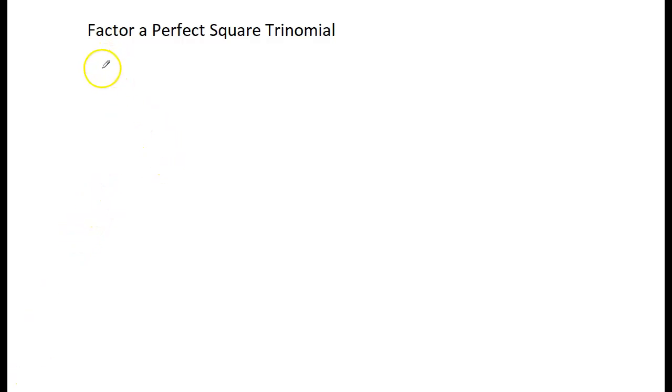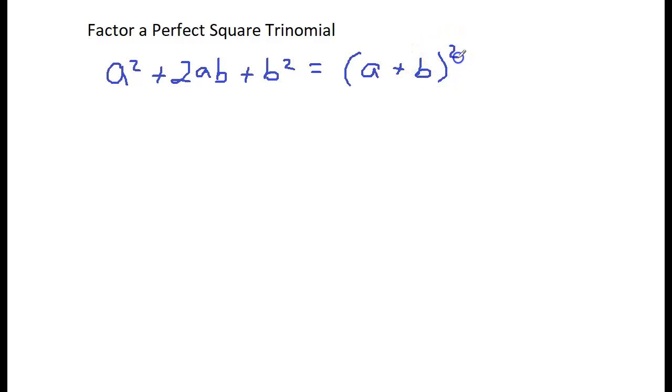Now, a perfect square trinomial is in this form: a squared plus 2ab plus b squared. Okay? And when you factor it, it will give you a, then the sign of your middle term, which mine's plus, and then b quantity squared. Hence, perfect square, because a perfect square is something times itself, and it creates a trinomial when you multiply this out.